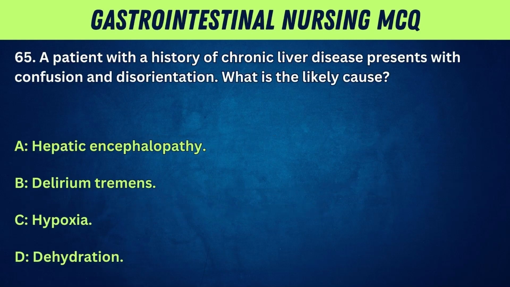65. A patient with a history of chronic liver disease presents with confusion and disorientation.